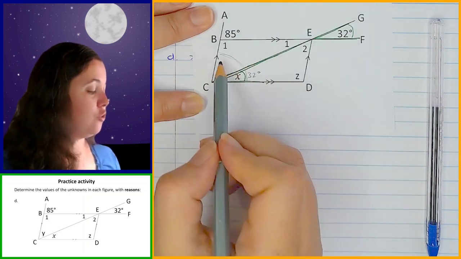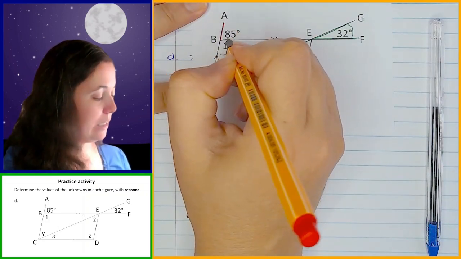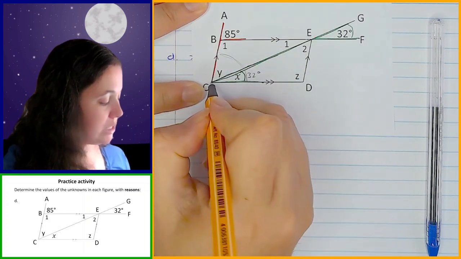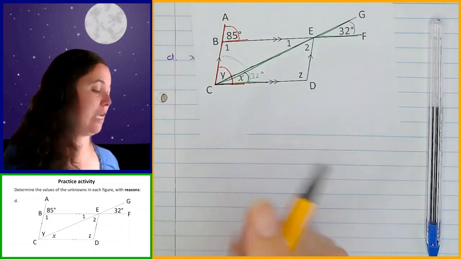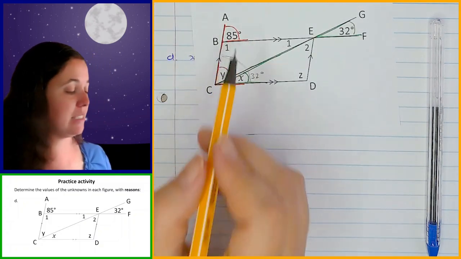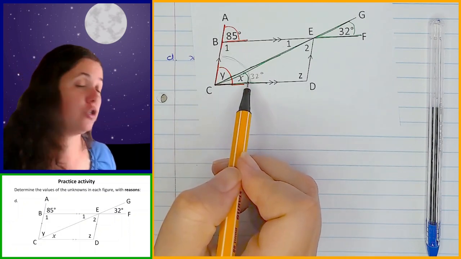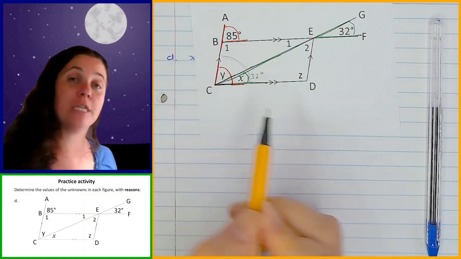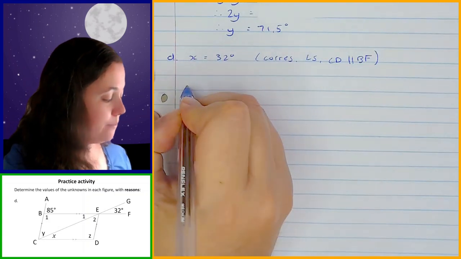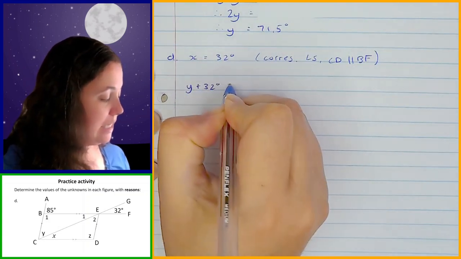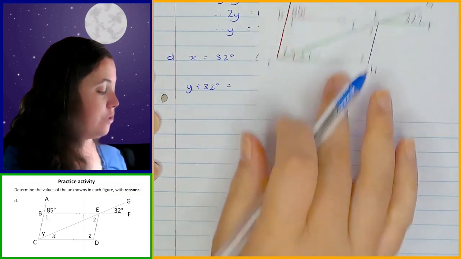So what I'm going to do is use this angle with this angle over here, which are corresponding to each other. So this angle and that angle are equal to each other. Now this angle over here is 85 degrees, we know that. This one is y plus x, but we just worked out that x is 32 degrees. So this angle is y plus 32 degrees. Okay, so over here, I'm going to say that y plus 32 degrees is equal to 85 degrees because that angle is corresponding to that angle.